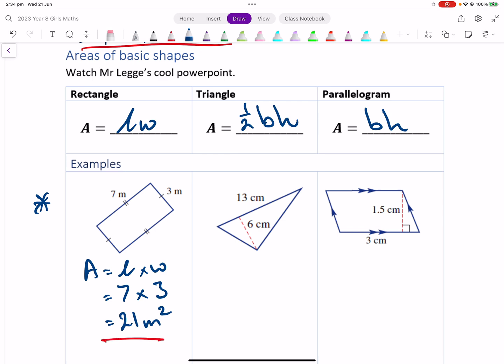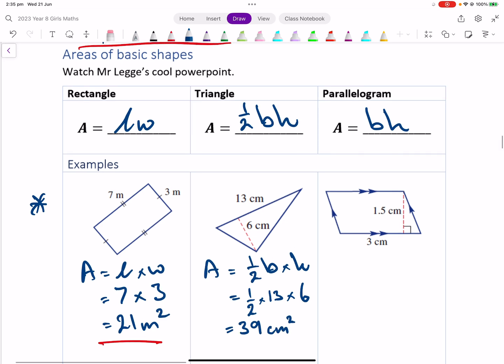All right, let's have a look at this triangle. The formula for the area of a triangle is a half base times height equals, now where's the base? This is a bit tricky because the base is actually this one here. It's tricky because it's upside down. All right, so we're going to go a half, and the base is 13, and the height is 6. So I reckon this is, you could check it on your calculator, but I reckon this is 39. And what are our units? Centimetres squared, because we measure area in squares.